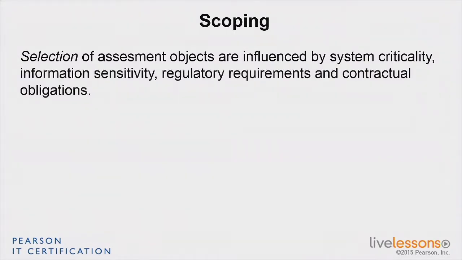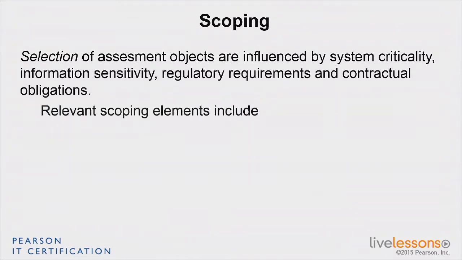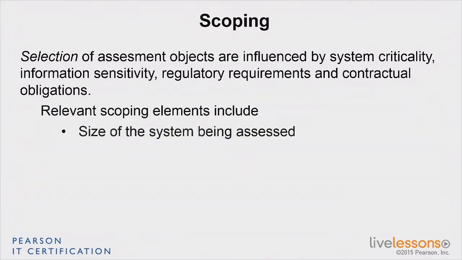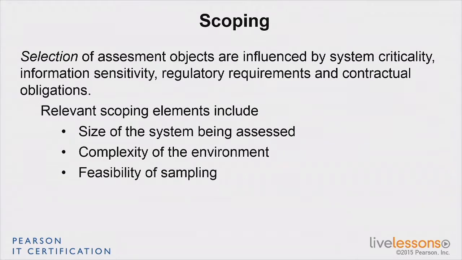Selection of assessment objects are influenced by system criticality, information sensitivity and classification, regulatory requirements, and contractual obligations. So our relevant scoping elements include the size of the system being assessed. Are we talking about one standalone system? Are we talking about hundreds of systems in a complex environment? How complex is the environment? Does it span multiple systems? Does it include both internal and external sources? The feasibility of sampling. If it is a fairly complex environment or fairly large, can we sample and be accurate? And what's the level of expertise and resources that we'll need to engage?